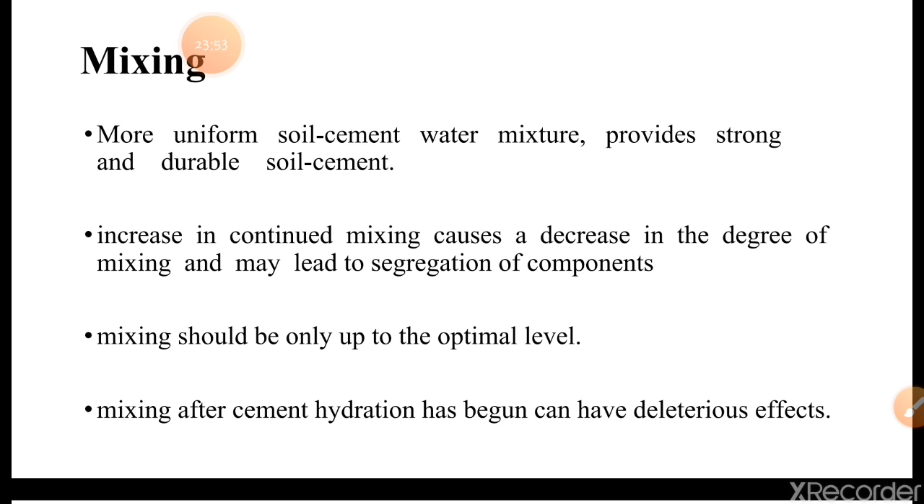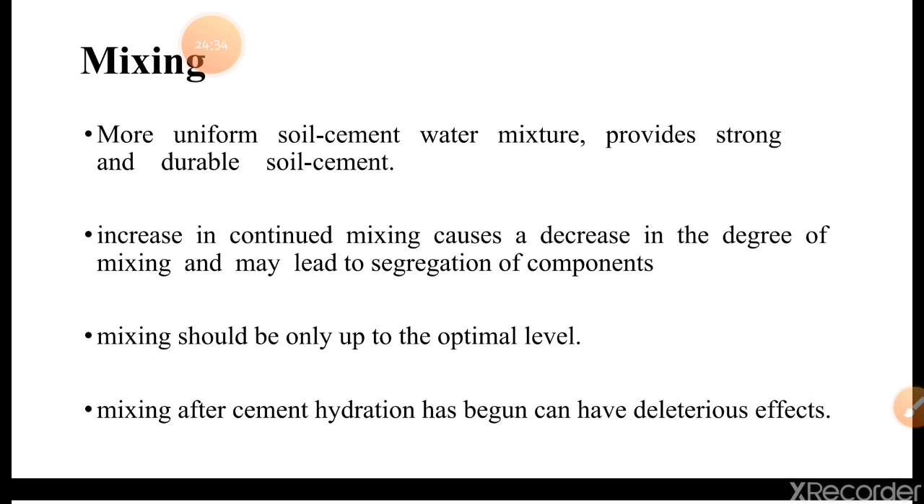At the same time, increase in continued mixing causes a decrease in the degree of mixing and may lead to segregation of components. Whenever we do the mixing, it has to be in a proper manner and for a specified time. If we do the mixing continuously, there are chances that segregation of cement and soil particles may take place, which in turn reduces the strength of the soil. Mixing should be only up to the optimal level. Beyond that level, we have to stop the mixing and wait for the curing and compaction.